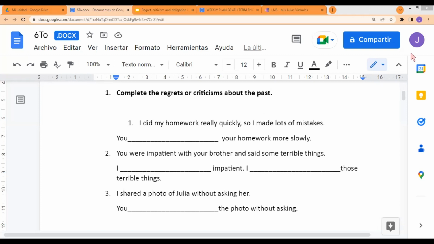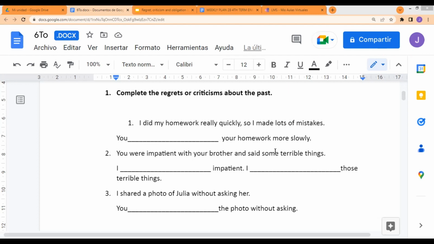All right, guys, so here is the homework. For activity number 1, you got to complete the regrets or criticisms about the past. Now, let's remember, para regrets utilizamos I and we, solamente I and we. And for criticism, utilizamos the rest of the pronouns: you, he, she, it, and they, ¿ok? Utilizamos el resto de los pronombres, excepto I and we, para criticism.